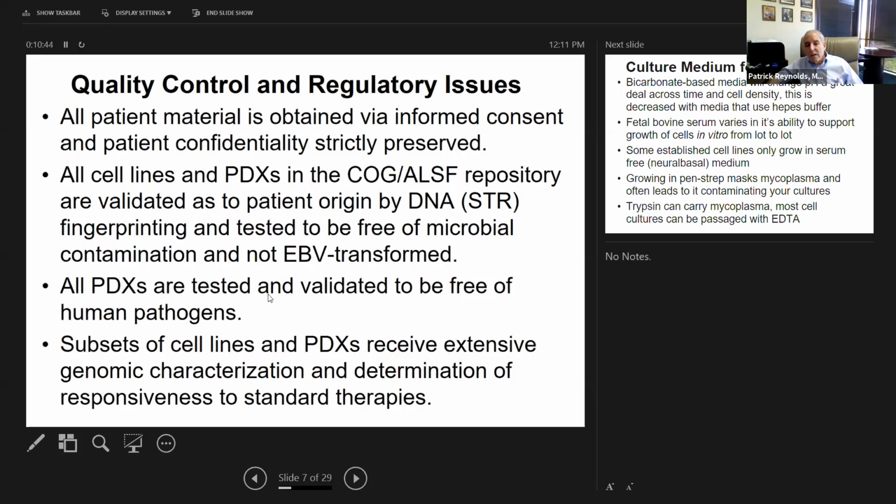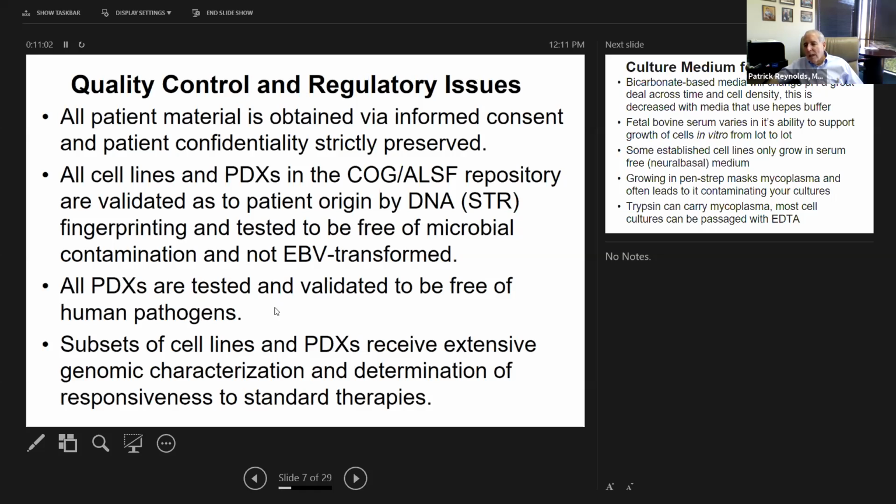All the PDXs are tested and validated to be free of human pathogens. We do this by an outside laboratory, so we can just provide that without having to worry about the liability of it, and they're a test lab. And this is needed for many of the animal facilities, which will require this if you're going to put human cells in the immunocompromised mice.